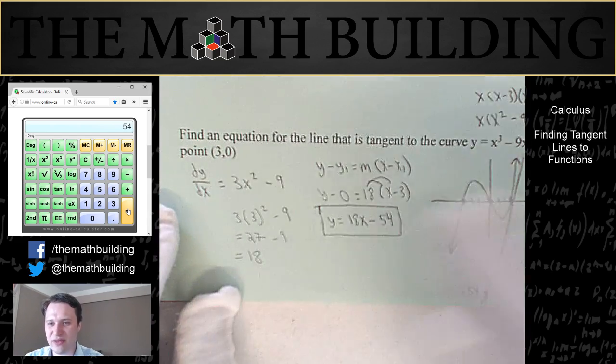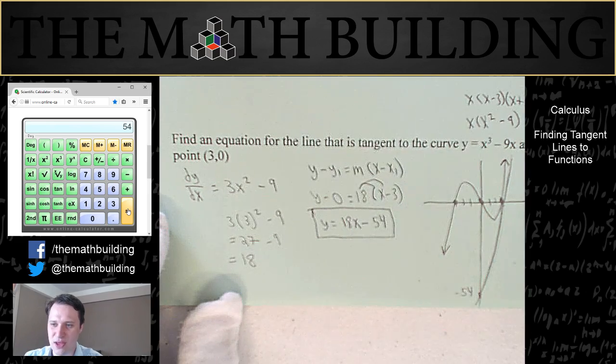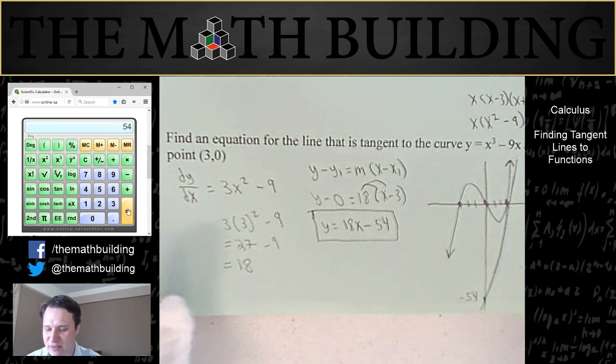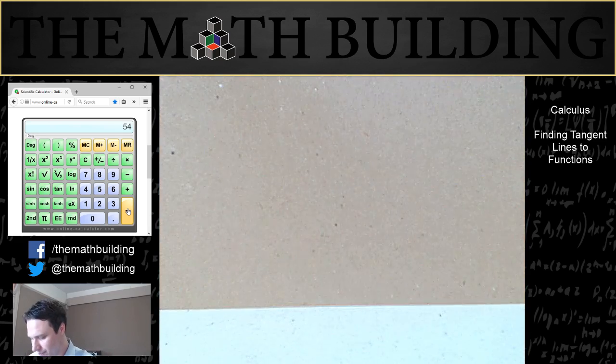So thanks to our derivative function, it's real easy, just combining it with the point-slope equation, to find the equation of a tangent line. So let's do another example.